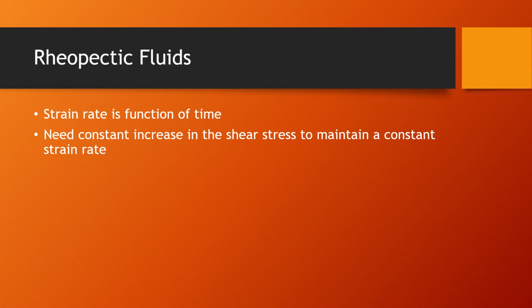Now there are rheopectic fluids. What are rheopectic fluids? In these kinds of fluids, the strain rate is a function of time. So strain, as you remember, what is strain? Strain is the deformation caused as a result of shear stress. So here the rate of strain is changing with time. The deformation is changing with time. It needs a constant increase in the shear stress to maintain a constant strain rate. So constant application of shear stress is required to produce constant deformation or constant strain rate.